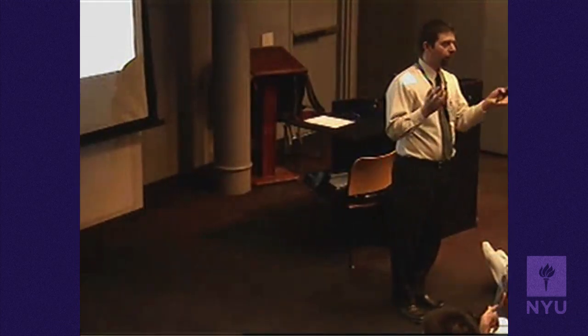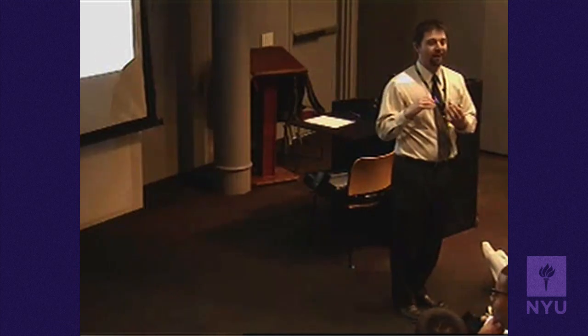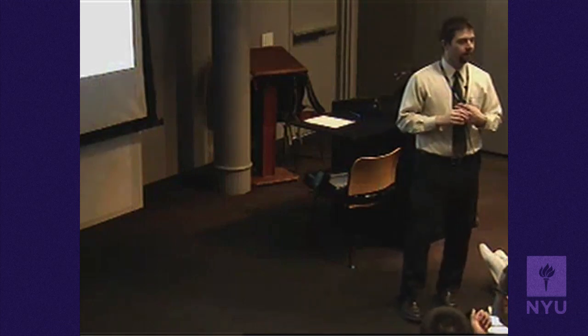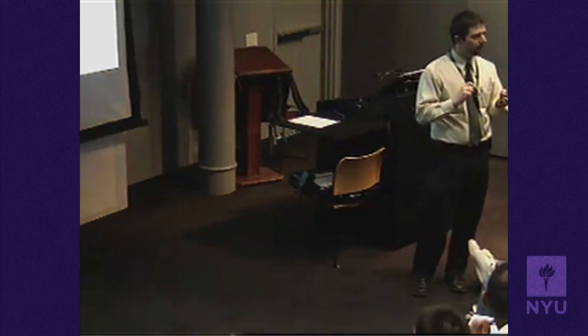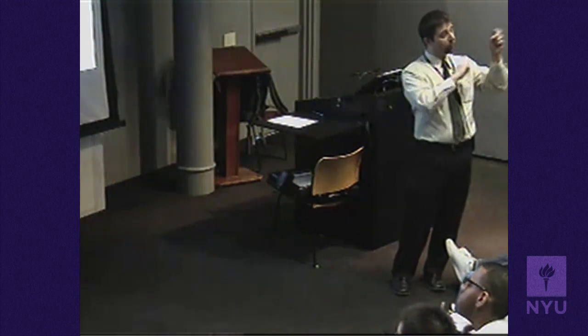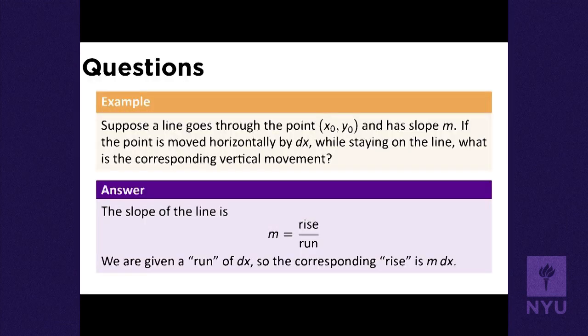You're not going to get an answer like 3, right? There's no numbers here, so the answer has to be in terms of the named but unknown quantities that are there. Yeah? m times dx. Think about that for a second. The slope of a line is defined to be the rise over the run. And if you know the run is some horizontal distance dx, and you know the slope is some number m, then you can solve for the rise. It's m times the run, right? Slope times the run, or m times dx.